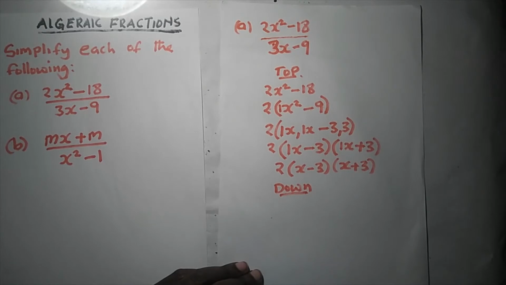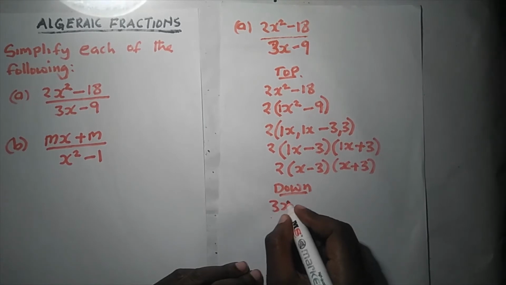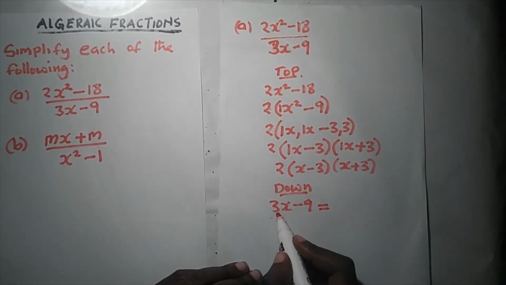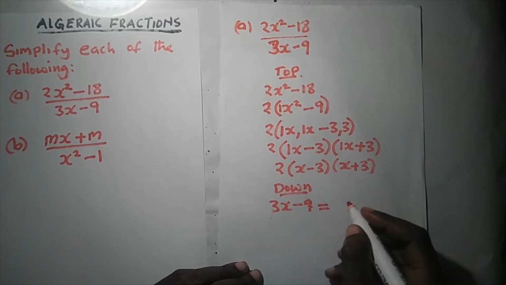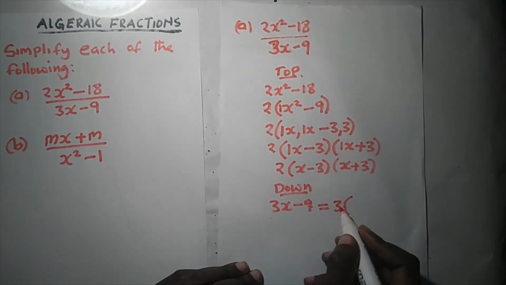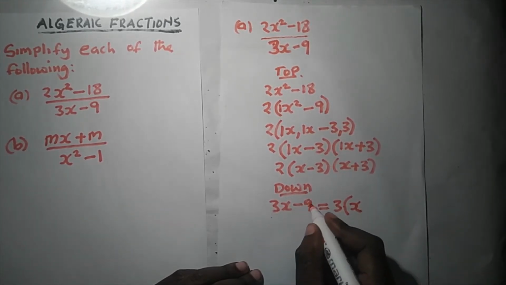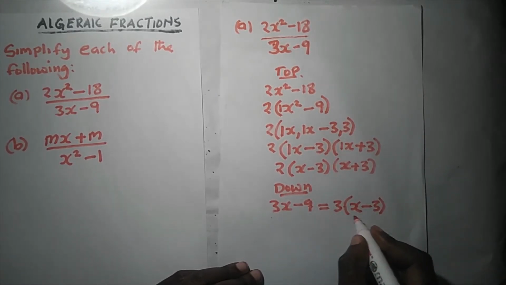So down, we have 3x minus 9. Here, you notice that 3 can be divided into these two numbers. So you put the 3 outside the brackets, and then 3 into 3 is 1, so you just remain with x here. 3 into 9, you have 3 here. And so you have factorized the down part.